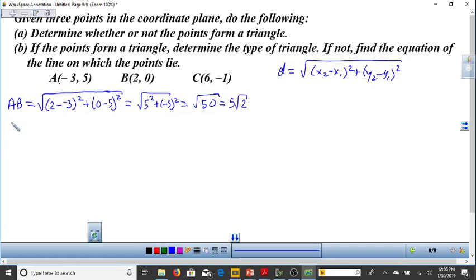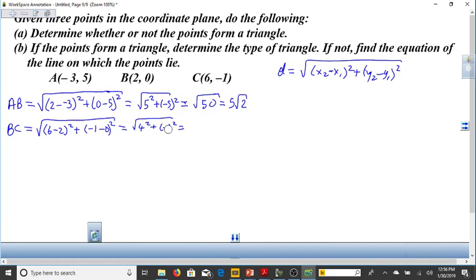Now let's take a look at B to C. So B to C now, and use C as a second point, so I'll do (6 minus 2) squared plus (negative 1 minus 0) squared, and that will give me the square root of 4 squared plus negative 1 squared. 4 squared is 16, and negative 1 squared is 1, so we're doing 16 plus 1, which is 17. And 17 cannot be broken down into something simpler.